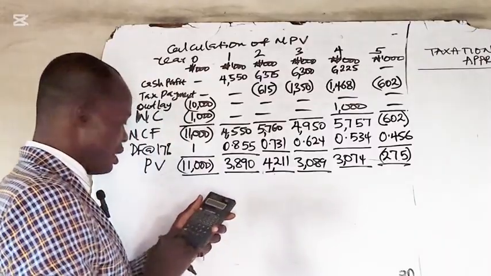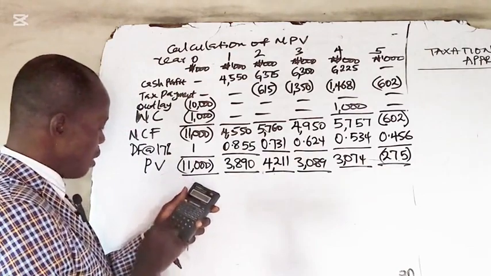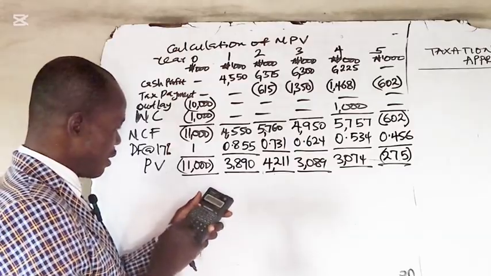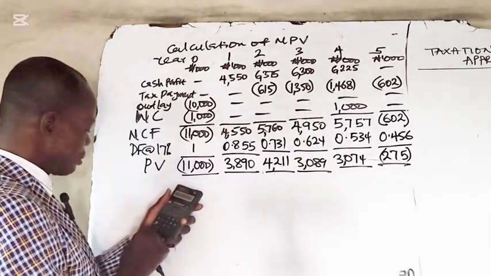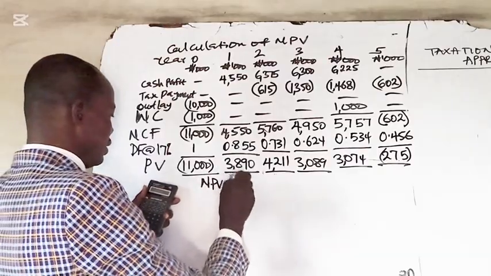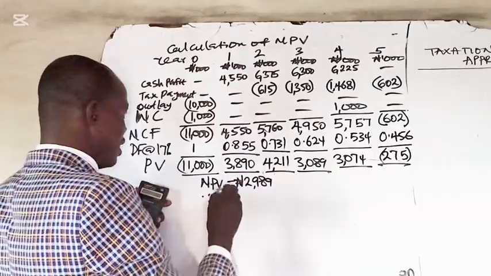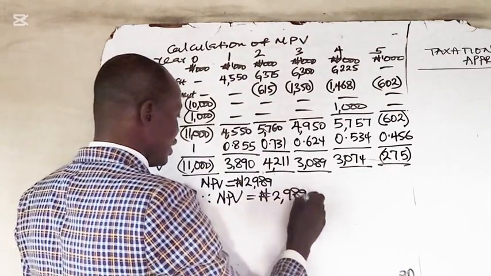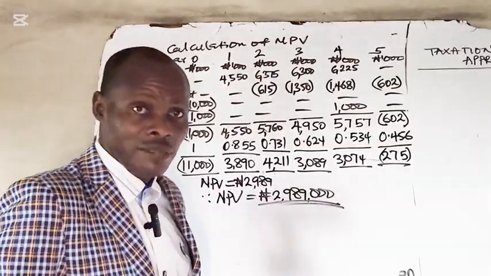Now, what is the total of that? 3,890 plus 4,211 plus 3,089 plus 3,074 minus 275 minus 11,000. So we have the net present value to be 2,989. So our NPV, the amount is in thousand, is 2,989,000. Since the NPV is positive, that means the investment is a viable one.